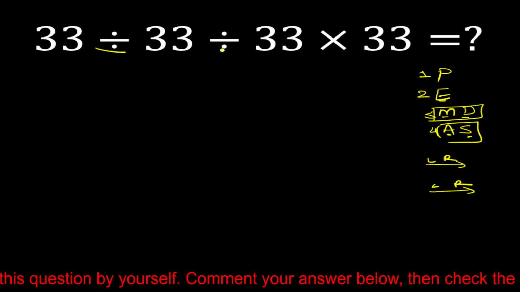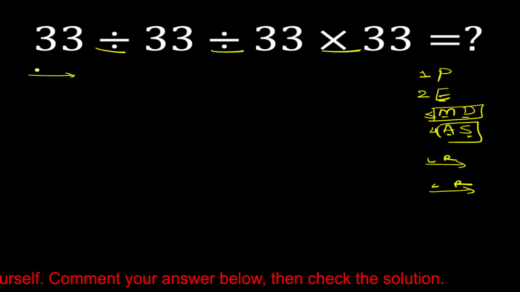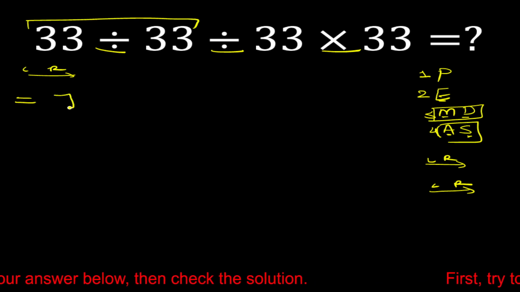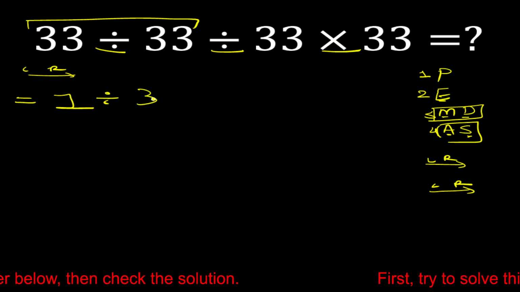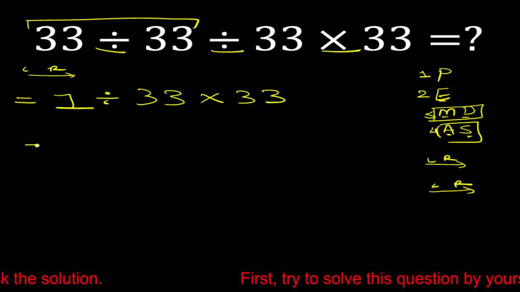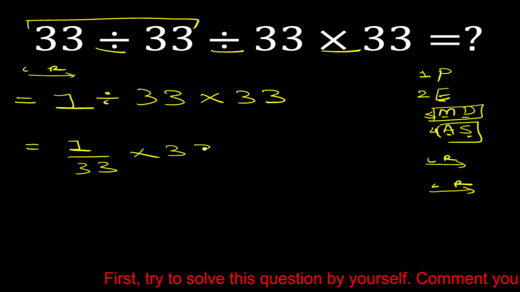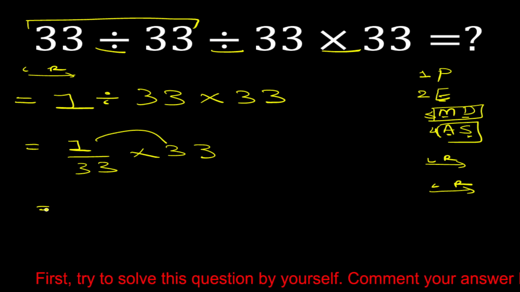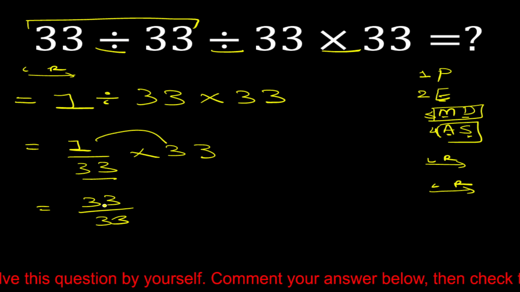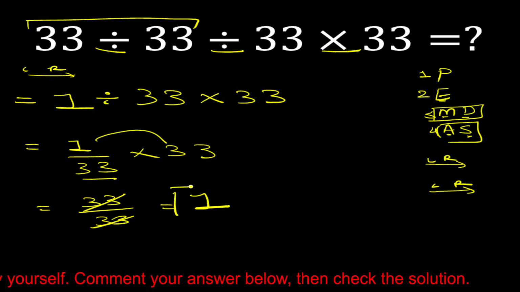Okay, so here is division, and here is multiplication. All have equal priority, so we have to solve it from left to right. So first we have to solve this part. Okay, so 33 divide 33 is equal to 1, divide 33, multiply 33. Now 1 divide 33 can be written as 1 upon 33, multiply 33. Okay, 1 multiply 33 is equal to 33, then divide 33. Now 33 divide 33 is equal to 1. So the correct answer is 1.